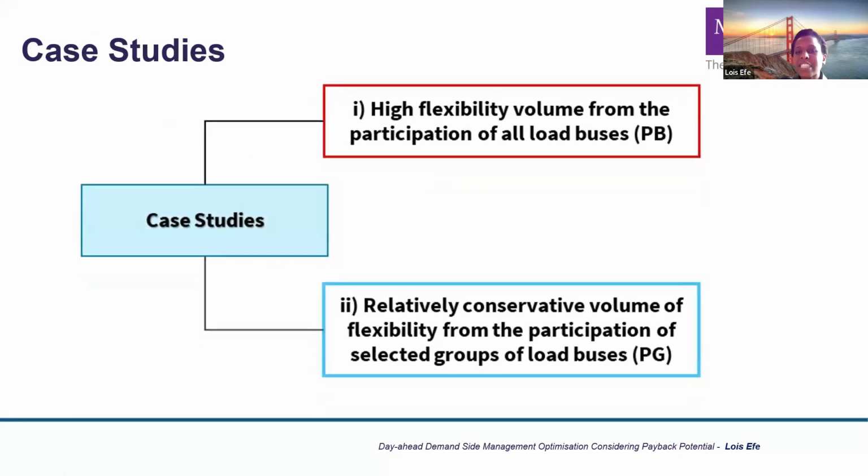So I'll be talking about the case studies which I analyzed in this paper. The first case study is called the case PG, and it's high flexibility volume from the participation of all load buses. So in this case, it was assumed that all the customers were willing to participate in demand side management. So they had a particular percentage of their loads which they were giving out for flexibility service. But for the second case study, which is case PG, we had a relatively conservative volume of flexibility from the participation of a selected group of load buses.